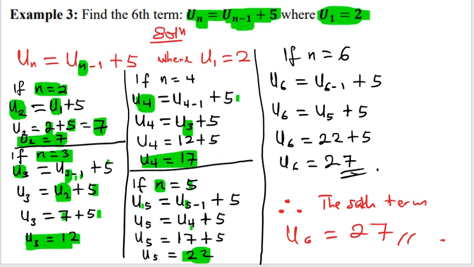Then finally, the question is asking us to find the sixth term. So n is equal to 6. We have u6. So u6 should be equal to u of 6 minus 1, plus 5. So we have u6 to be equal to u5 plus 5. But what is u5? u5 is 22. So substitute 22 there plus the 5, and we have u6 to be 27. Therefore, we are saying that the sixth term is 27. The sixth term is 27.